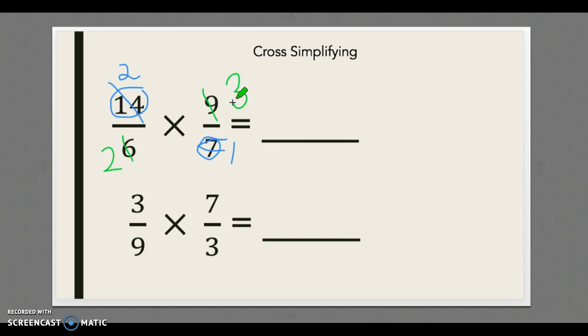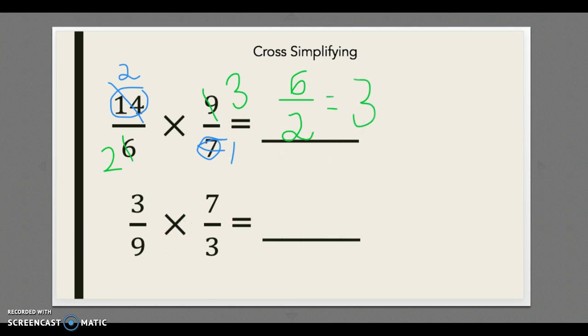And now I can multiply across. 2 times 3 is 6. 2 times 1 is 2. And 6 divided by 2 can be reduced even further to 3.